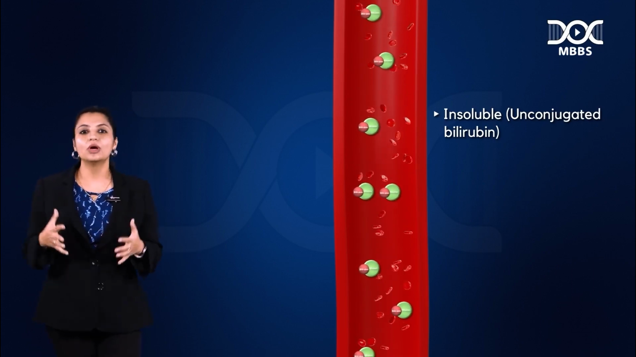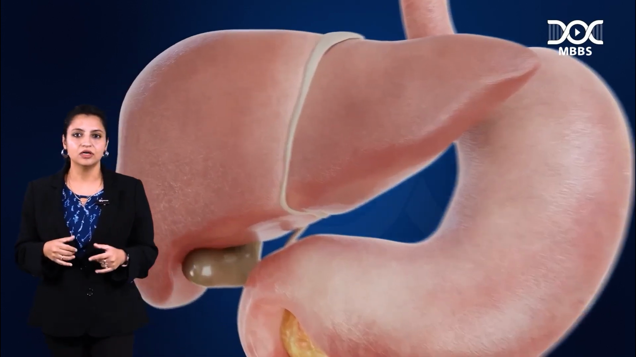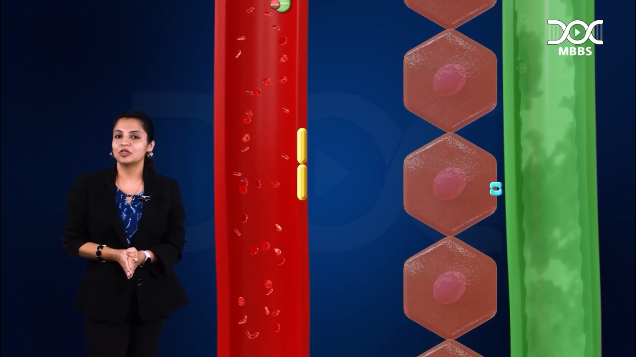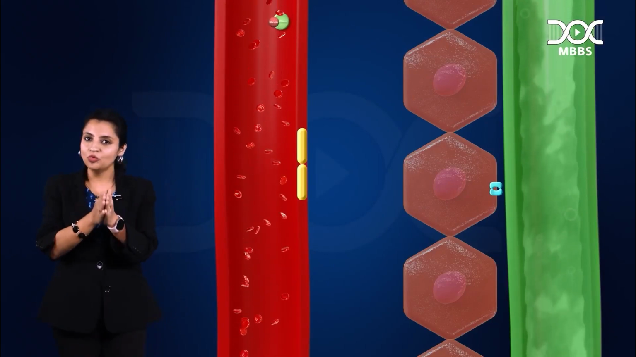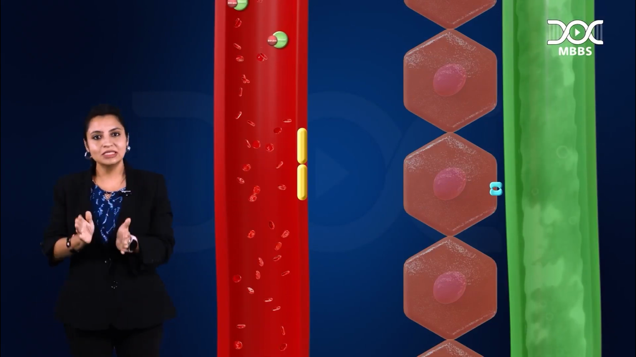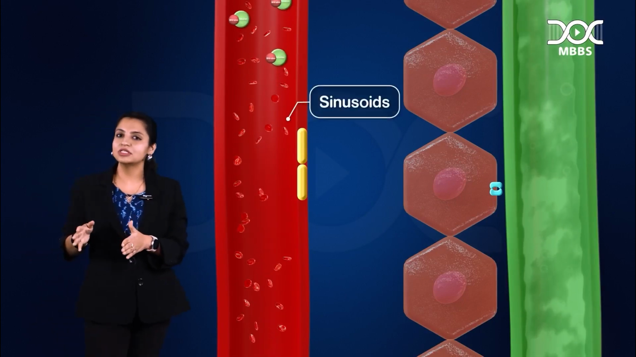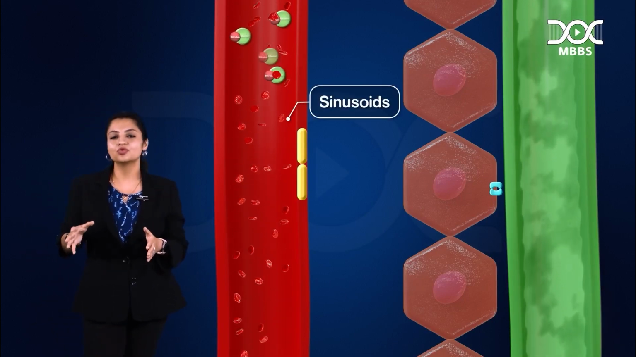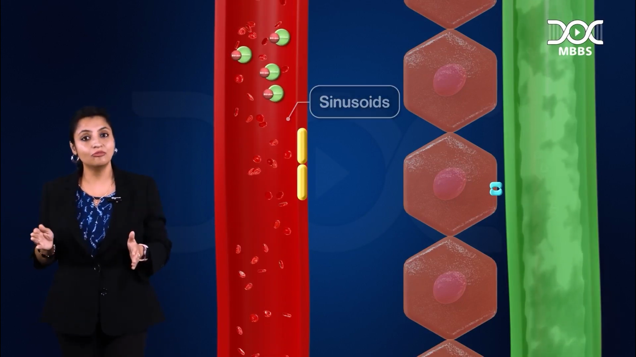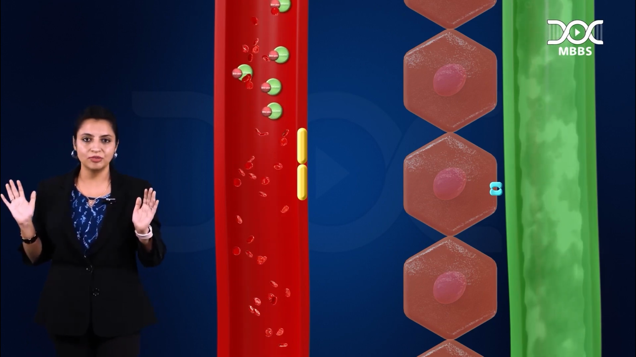Now let's see what happens when it reaches the liver. Quickly, let's revise the bilirubin metabolism that we have started. So bilirubin is formed from heme. Once the bilirubin is formed, it enters into the sinusoids of the liver. In the sinusoids, in the blood, it is bound with albumin, and this is called unconjugated bilirubin.